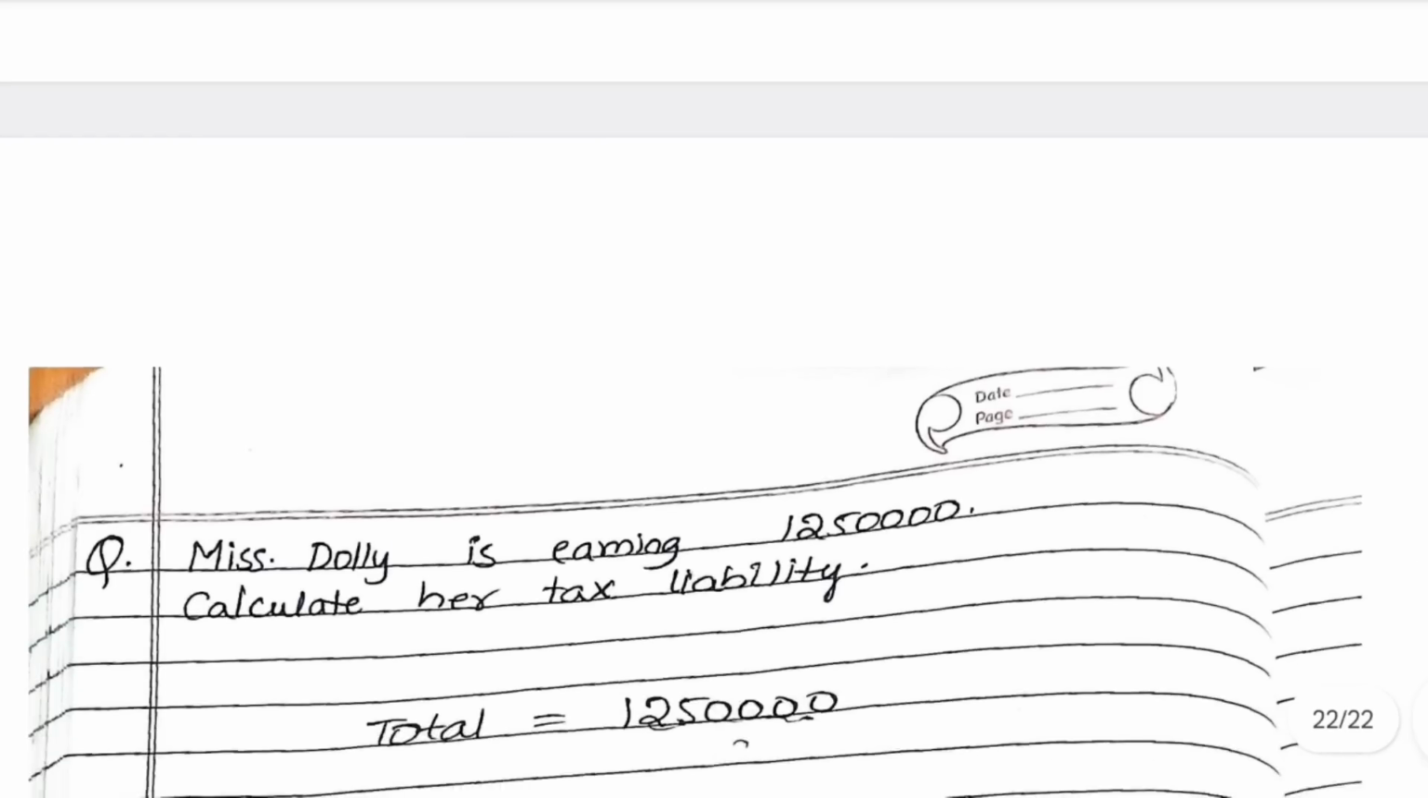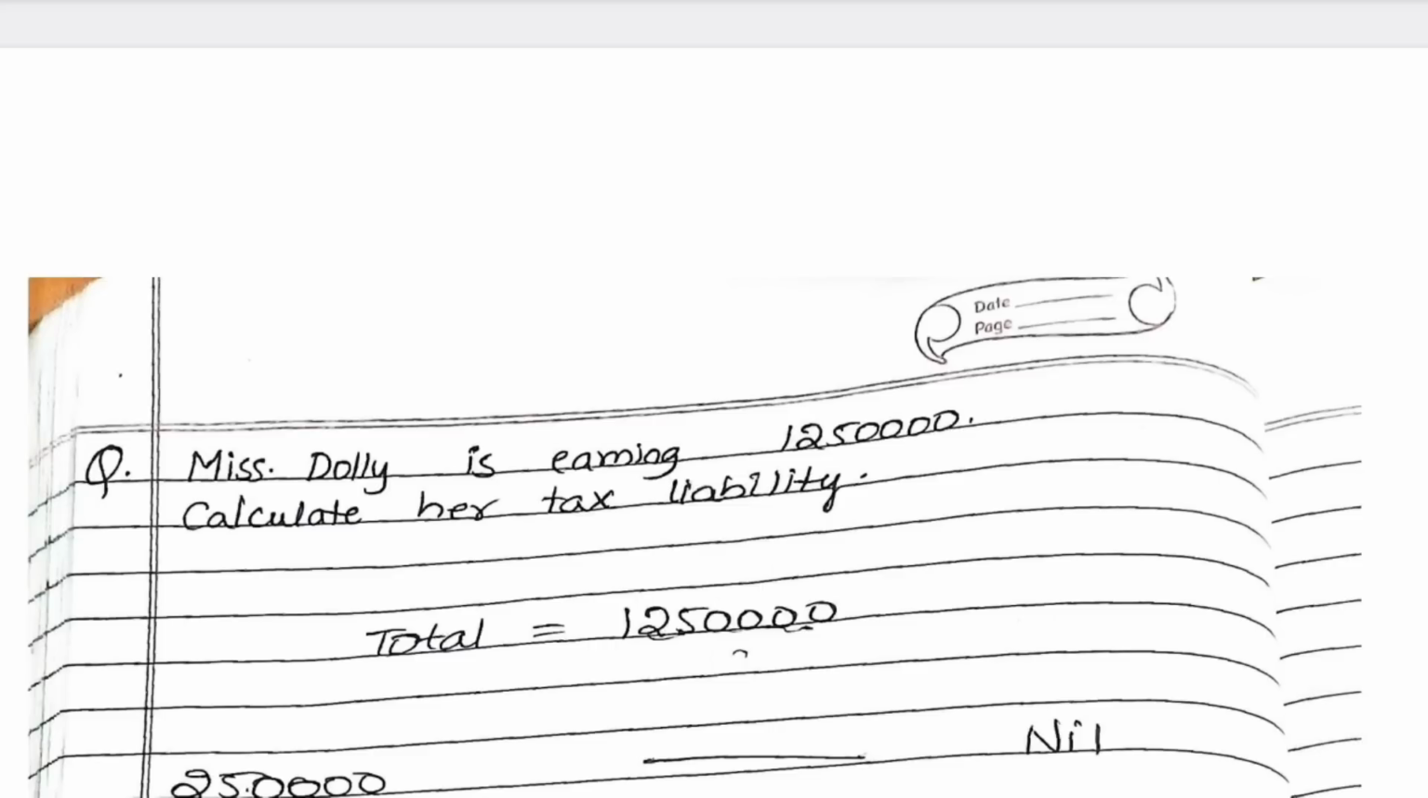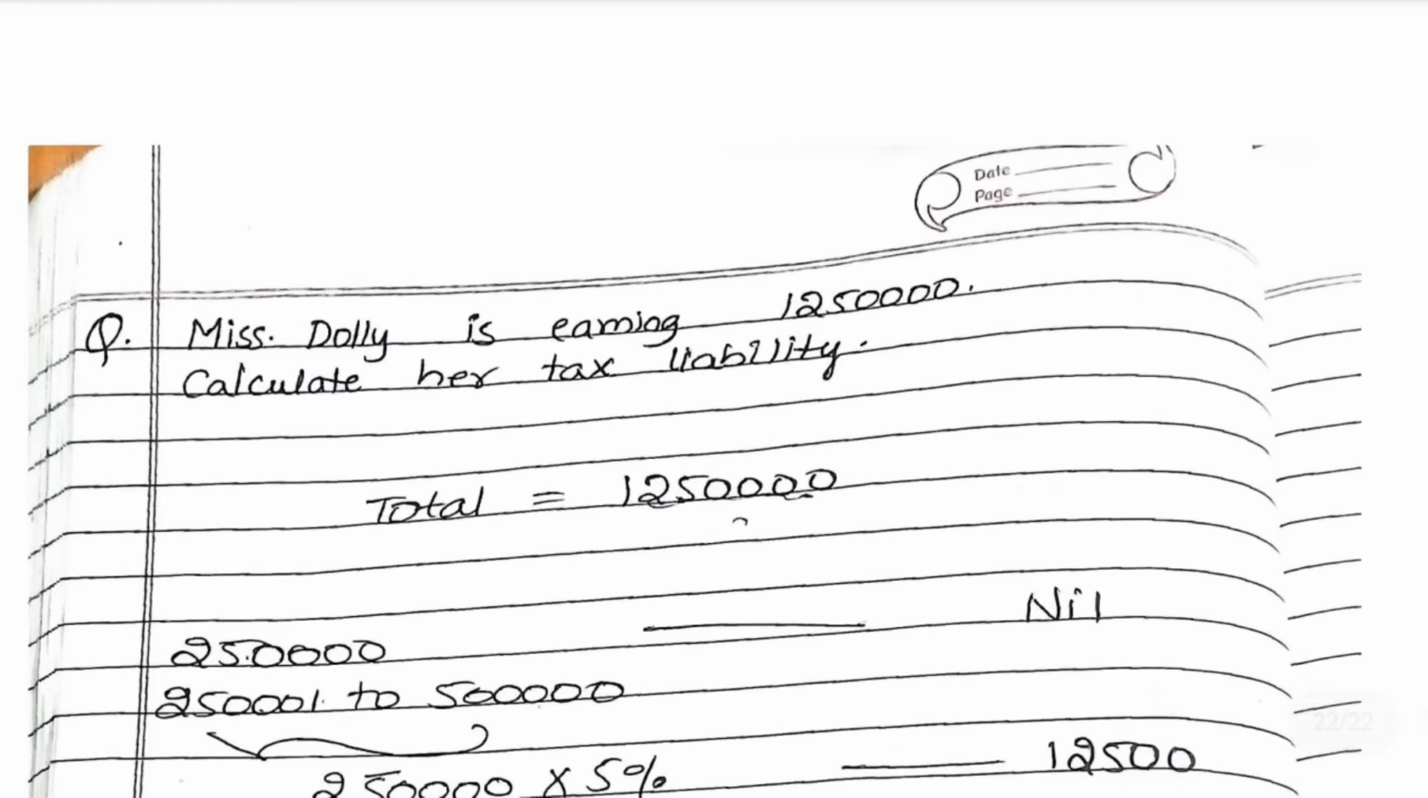So see here ma, Miss Dolly is earning 12,50,000. Calculate her tax liability. They have not mentioned the age of Dolly. If age is not mentioned, what do we need to take? Senior or super senior or non-senior? Non-senior. 12,50,000 is the income. In that, for the first 2,50,000 the tax is 0 only, no? Yes.